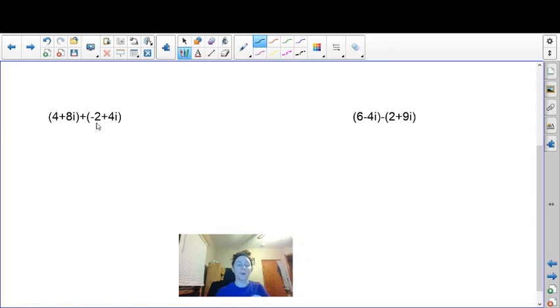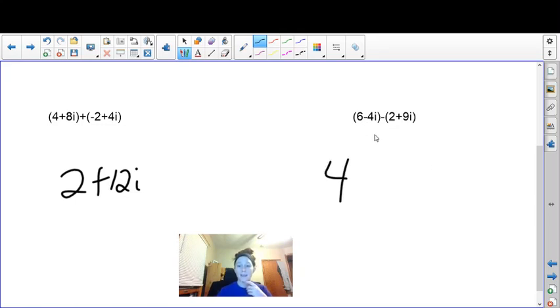4 plus -2. Now, remember, what sign wins out if you have plus minus? Good, minus. So 4 minus 2 is 2. And then I have 8i plus 4i, which is 12i. Next, I have 6 minus 2, which is 4. And then I have -4 minus 9, which is -13i. So again, very similar to doing regular polynomials involving x's and y's.